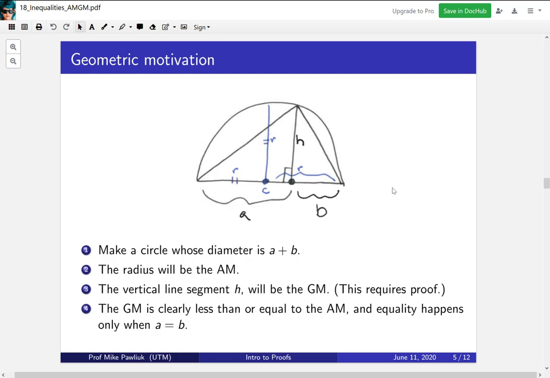I find this picture quite helpful for understanding the relationship between the arithmetic mean and the geometric mean, and it's also helpful for me to see where the geometric mean shows up naturally in math.